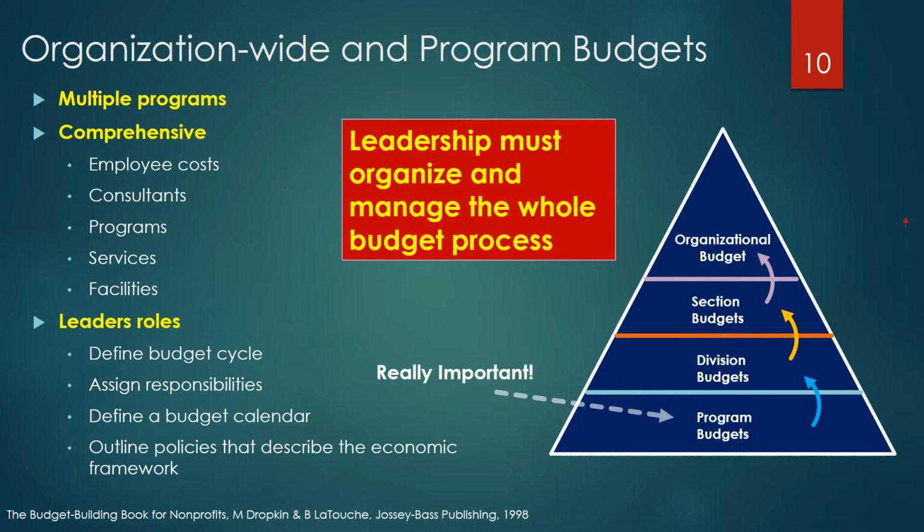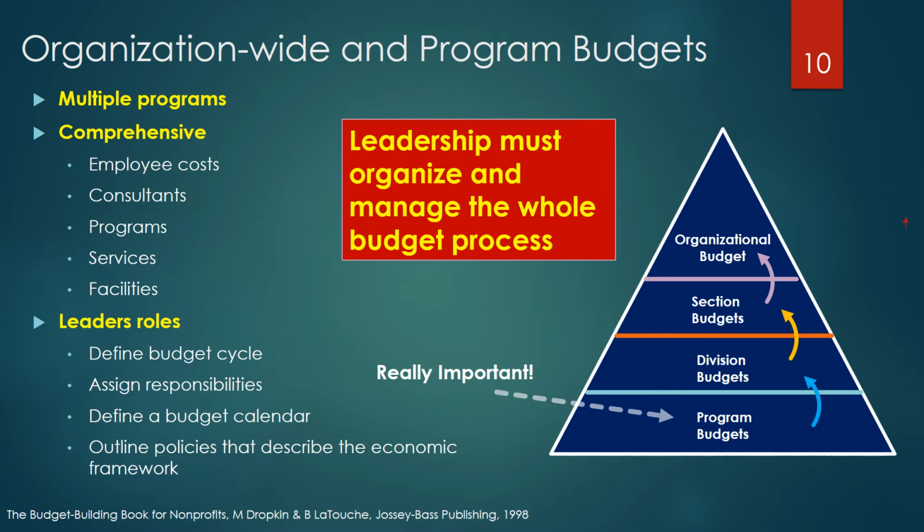An organization-wide budget is necessary where organizations have multiple programs. This is extremely common even in small public health units. An organizational budget is comprehensive, covering all activities, units, programs, divisions, and sections of the organization. It covers everything, including all employee costs, including salaries, benefits, estimated travel costs, continuing education costs, etc., consultants, total program expenses, all services provided, facility expenditures, etc.